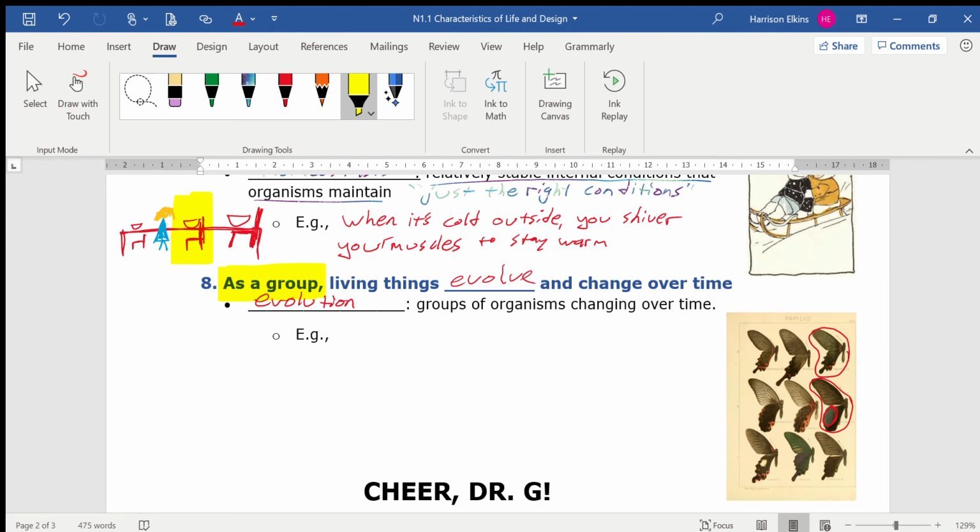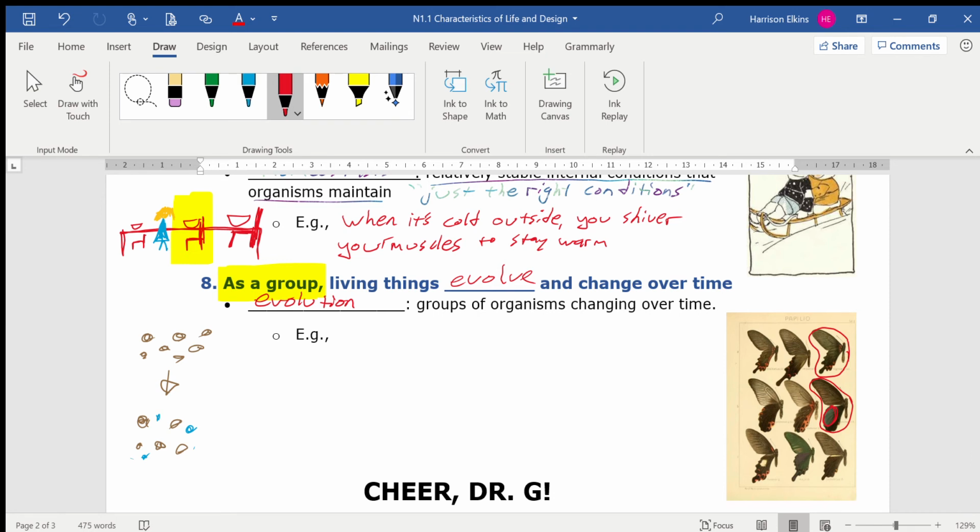So it's not about one person changing. It's about the whole human population changing from, there were always people with, let's do brown here, there were always people with brown eyes. And then over time, you had a lot of people with brown eyes still, but now there's a couple people with blue eyes. The population is changing over time. The group is changing over time.